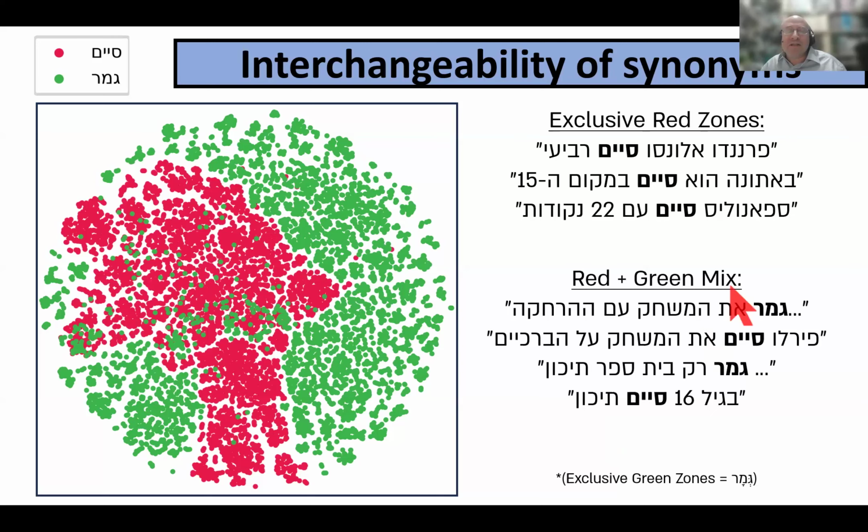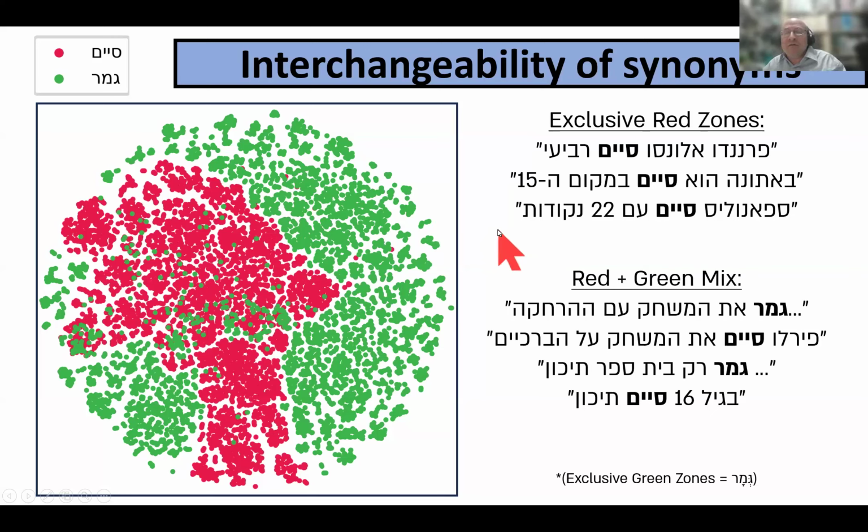Now, as opposed to that, the area where we just have red, where red indicates siyem, are things like siyem revi'i, in the race he finished fourth, or siyem bimkom chamesh esre, he finished in the 15th place, or siyem im 22 nekudot, he finished with 22 points.